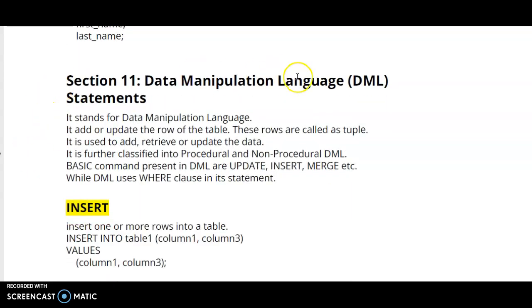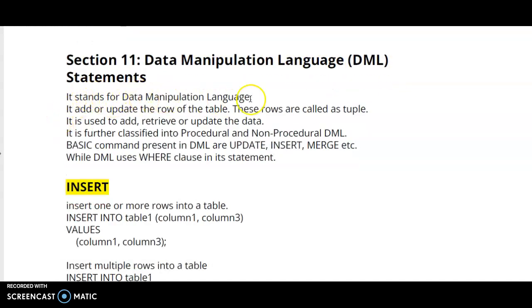Okay. Next section is data manipulation language, DML. It stands for data manipulation language. It adds or updates the rows of the table. These rows are called a tuple. It is used to add, retrieve or update the data. It is further classified into procedural and non-procedural DML. Basic commands present in DML are update, insert and merge, etc. DML uses a where clause in its statement.